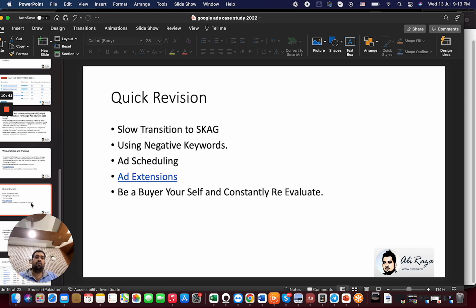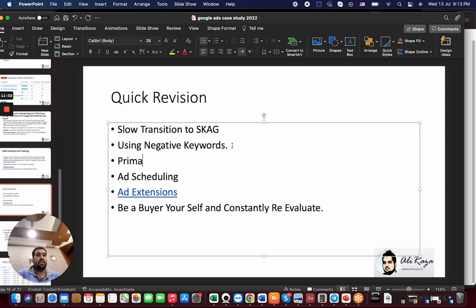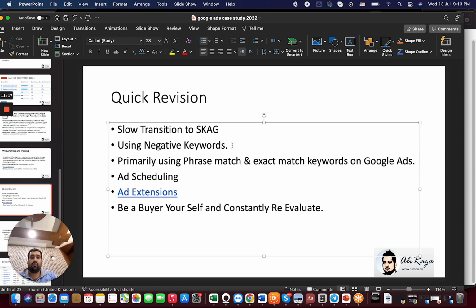Just for a quick revision, we moved to SKAG campaigns. Since there were 2000 keywords, it was a hectic, difficult task to create 2000, so we slowly moved to SKAG. We also used negative keywords so that we could remove unnecessary traffic, and we just wanted to target the prime traffic. For those who are wondering, we were primarily using phrase match and exact match keywords on Google Ads. We also used ad scheduling to show our ads during specific hours of the day and specific days. So it also helped us. And then we used ad extensions. We primarily used sitelink extensions. We also used call extensions.